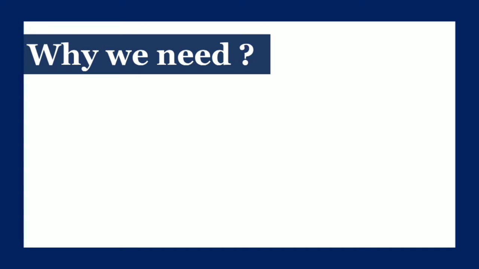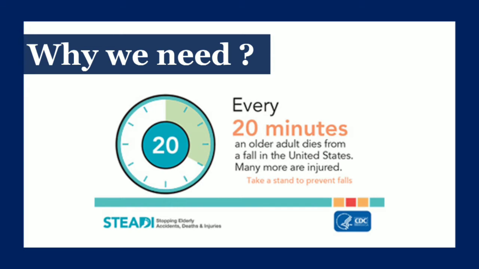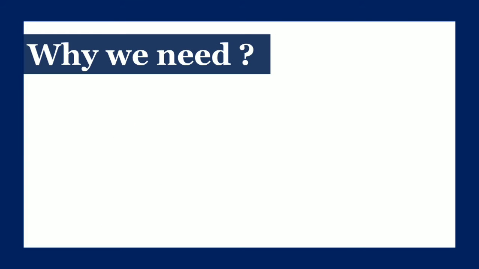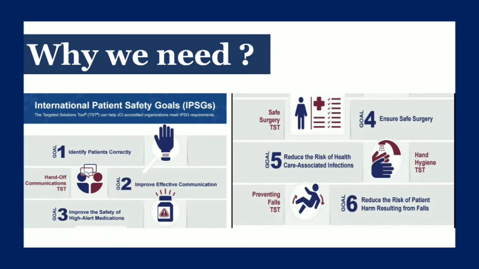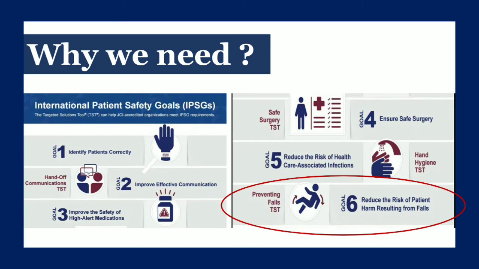Why do we need to prevent falls by assessing the Morse Fall Scale? The US has reported that every 20 minutes an older adult dies and many more are injured, as given by CDC. In India, 14% to 53% prevalence of falls has been reported. It is also important to know that we have 6 International Patient Safety Goals, and the 6th goal is to reduce the risk of patient harm resulting from falls. It is given in order to prevent the morbidity and mortality of the patient.